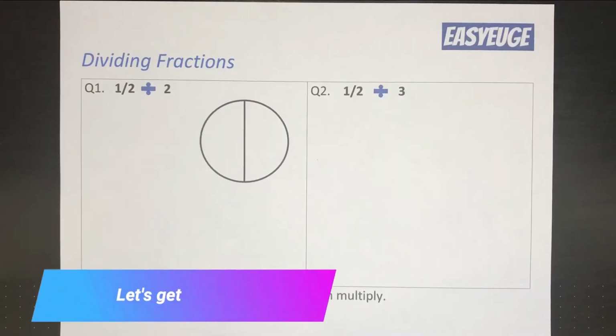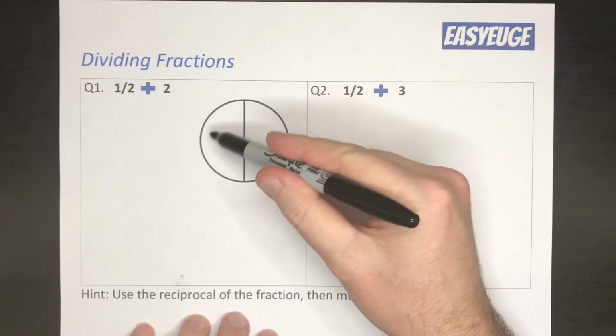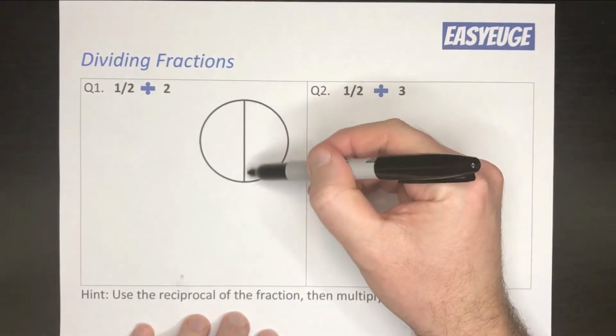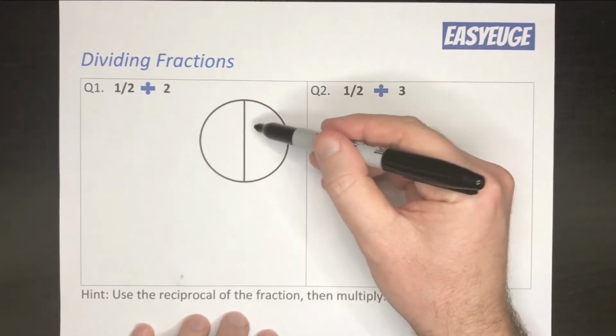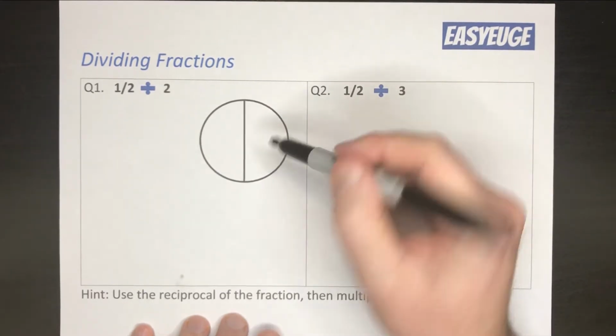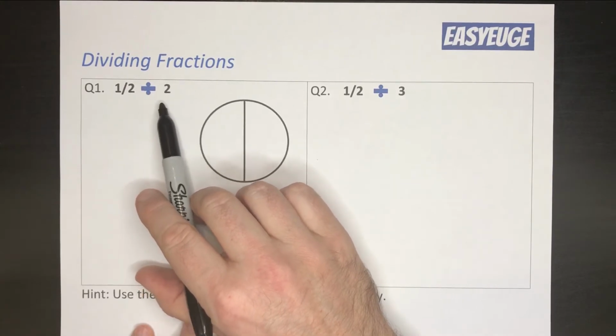How to divide fractions. Let's start with question 1, which is a half divided by 2. So before we get into this, let's have a look at a circle, and we've cut it in half. There's a line right down the middle. So we have a half here and a half here. So what if I had a half and I divided that again by 2?